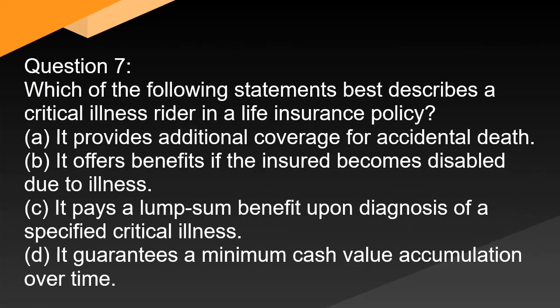Question 7. Which of the following statements best describes a critical illness rider in a life insurance policy? A. It provides additional coverage for accidental death. B. It offers benefits if the insured becomes disabled due to illness. C. It pays a lump sum benefit upon diagnosis of a specified critical illness. D. It guarantees a minimum cash value accumulation over time.